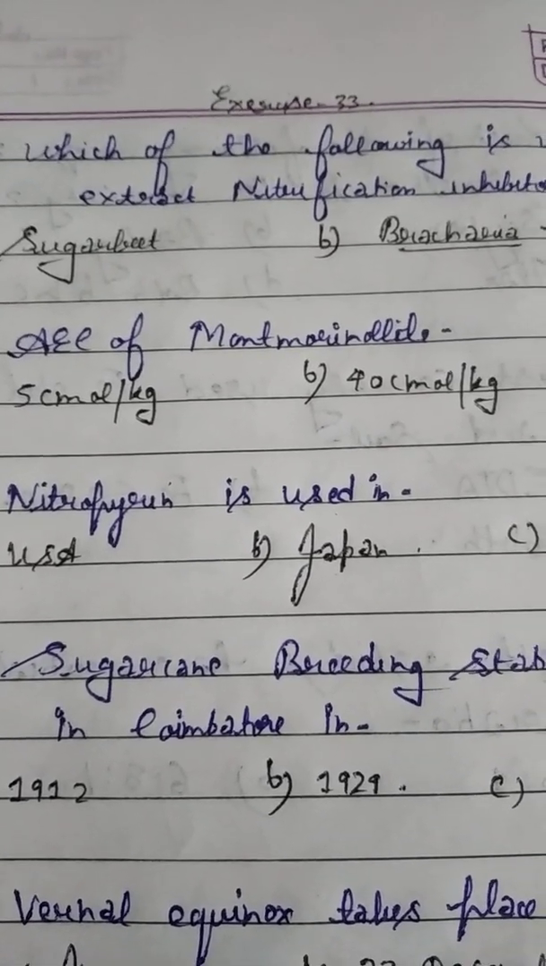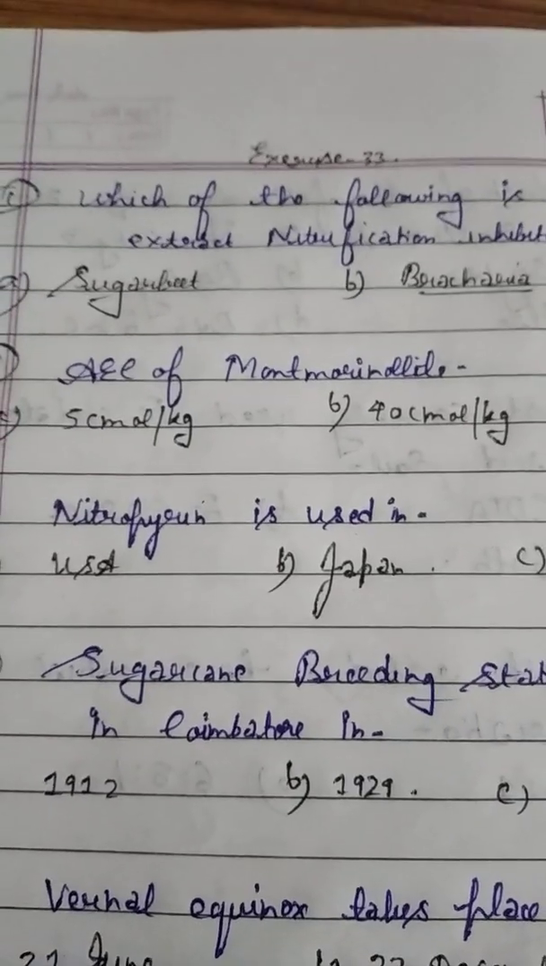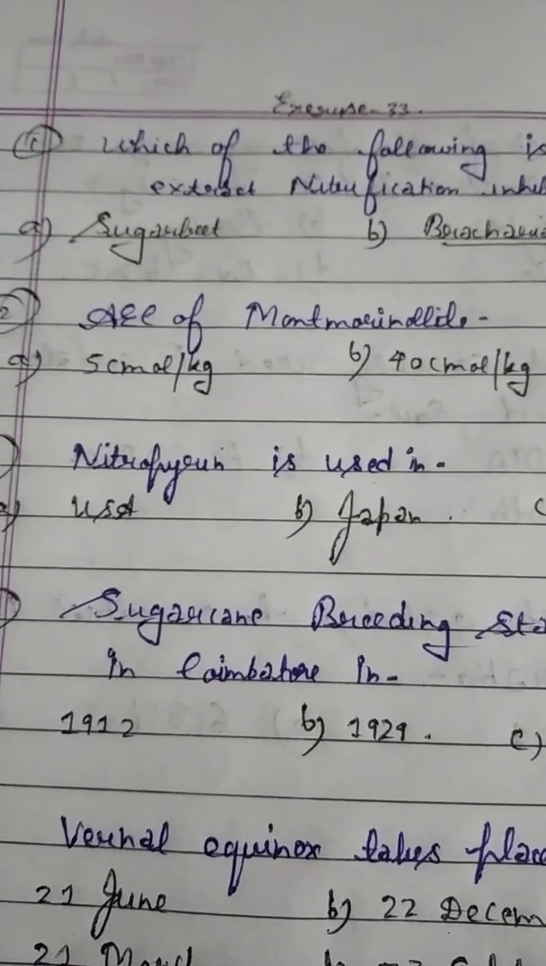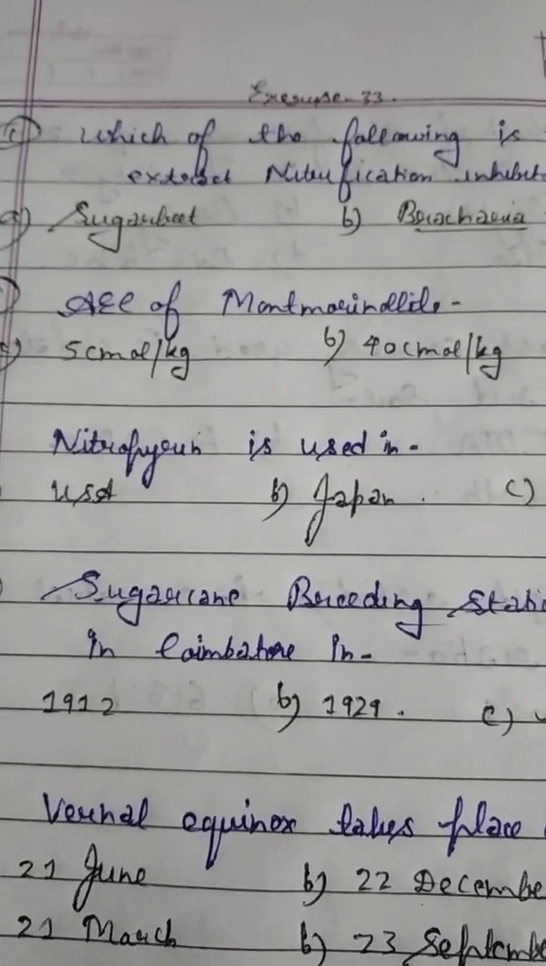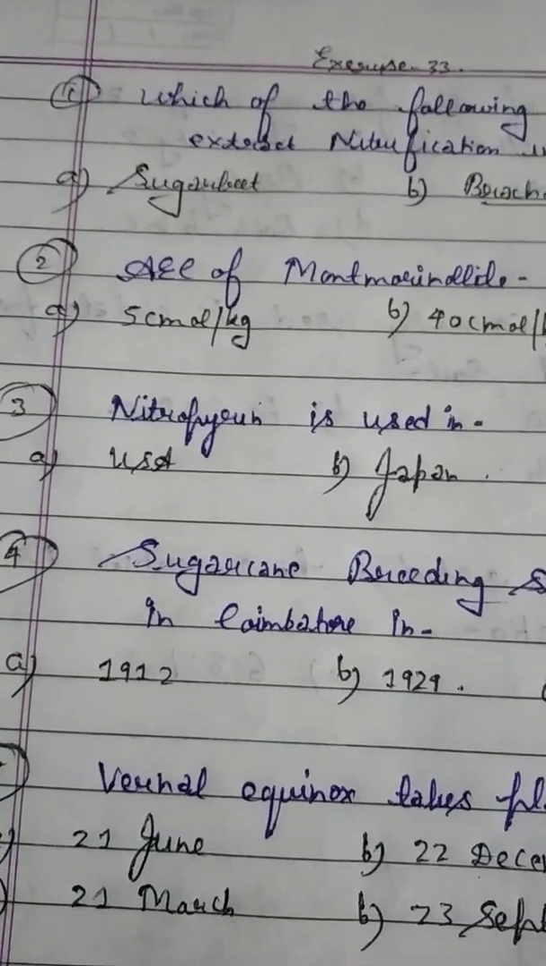Today we will solve test number 23 of the General Agriculture series. Let's start. Please write down the numbers 1 to 10 on your paper sheet, and at the end please evaluate your correct responses. Student, question number 1.